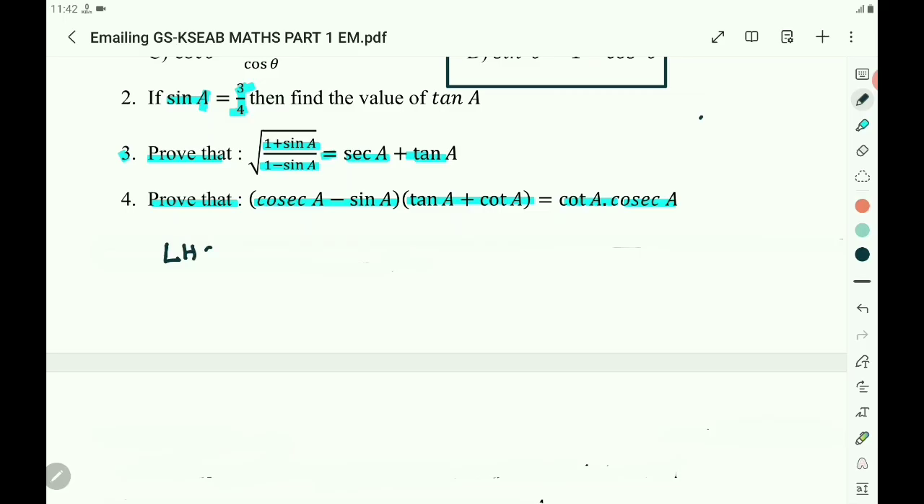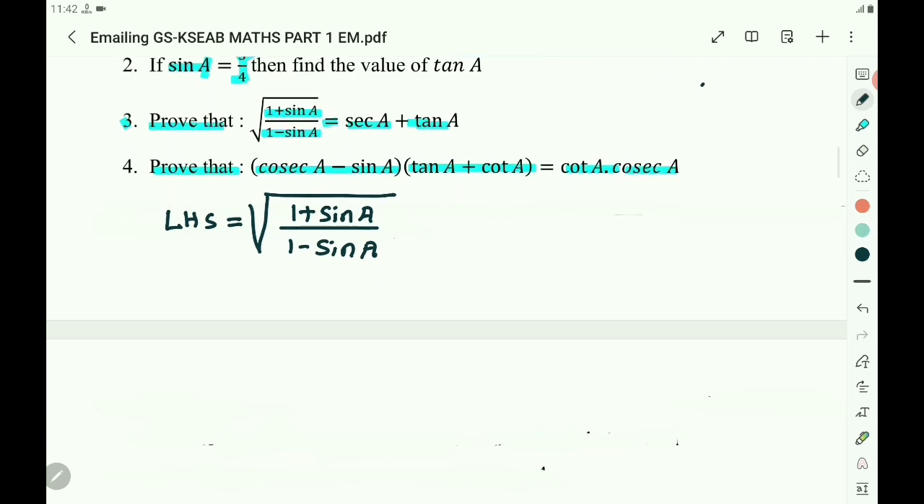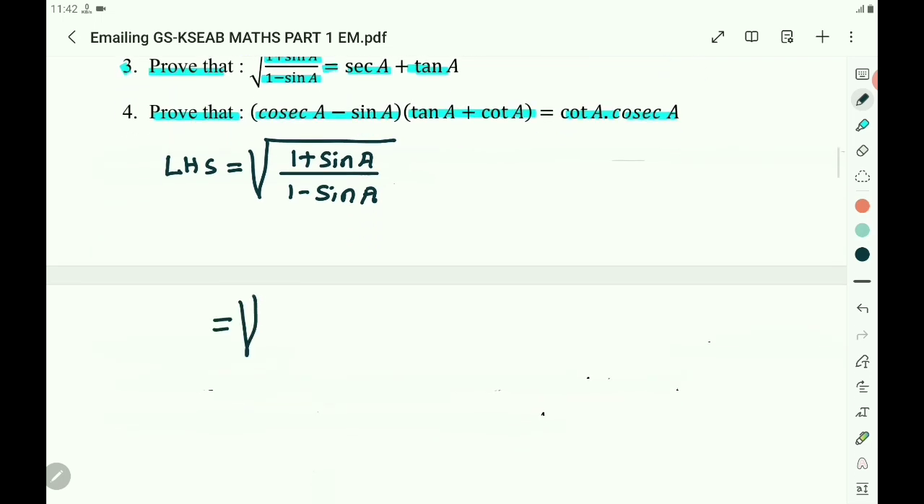Write LHS equals whole root 1 plus sin A by 1 minus sin A. In the next step, write it as it is and multiply both numerator and denominator by 1 plus sin A, as the denominator is 1 minus sin A. So write the rationalizing factor and multiply both numerator and denominator by 1 plus sin A.